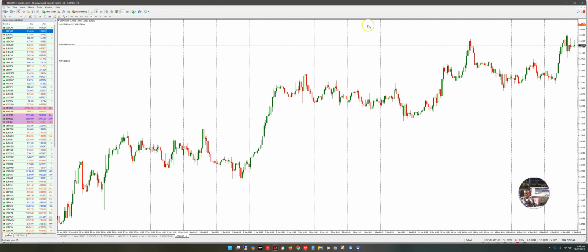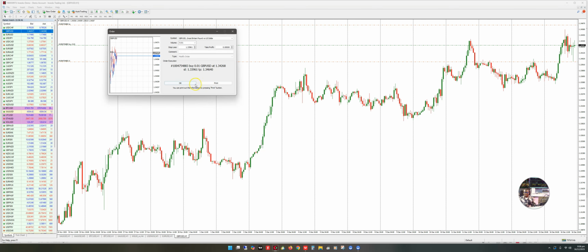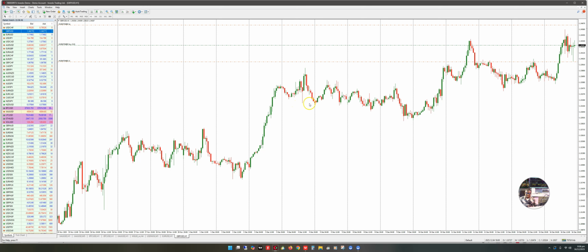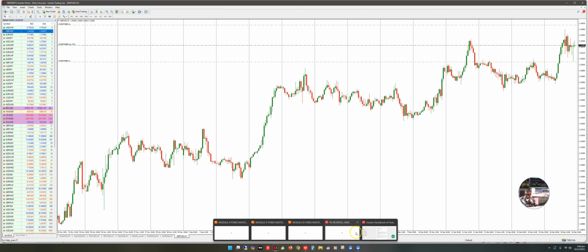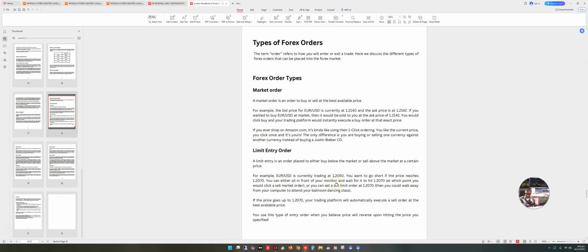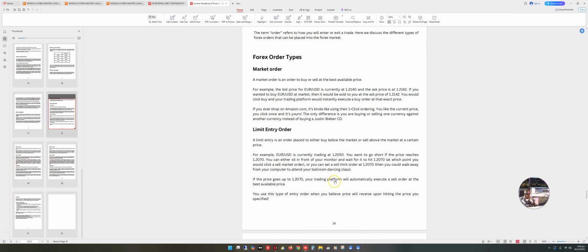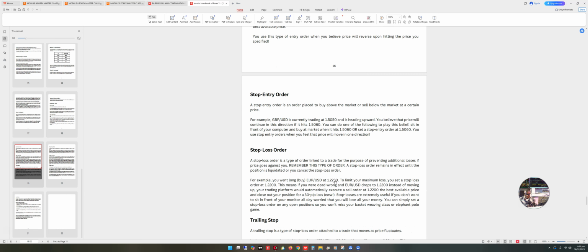Now, the other type of order that we have is referred to as pending orders. We have basically four types: buy stops, sell stops, buy limits, and sell limits. So let's quickly explain these orders. We already did the instant execution, so let's talk about the stop orders.